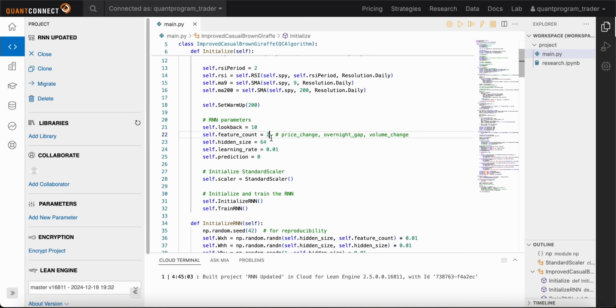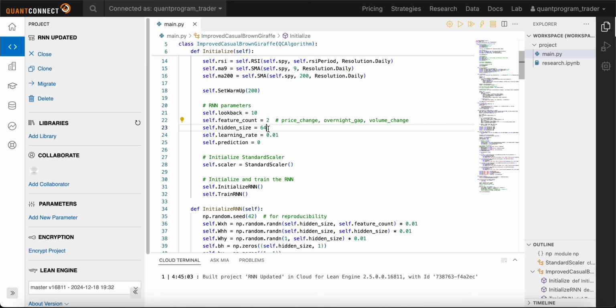We are doing a feature count. So that could be anything. It could be a price change. It could be an overnight gap. It could be a volume change. It could be an RSI. It could be anything. So it's kind of up to you what to choose as the input features. We're not going to show the input features that we have and the entry or exit conditions that we have. But for the people who have done the course, you have access to that specific thing.